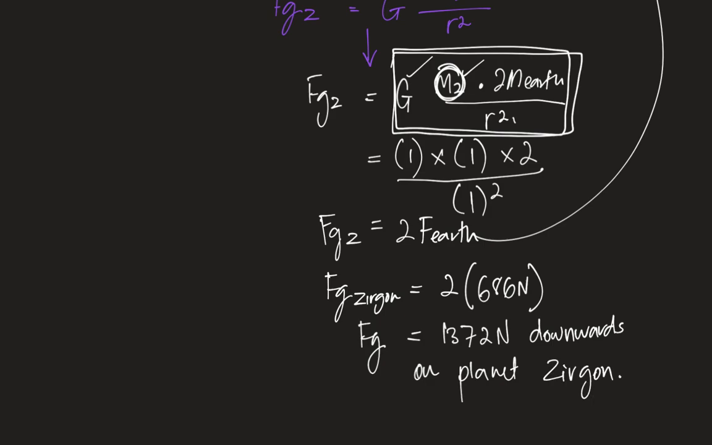Right? So therefore the man weighs 1372 newtons on Zygon. I know it's complicated, but we're going to do a few problems like this, and then you can see how you would solve something like this.